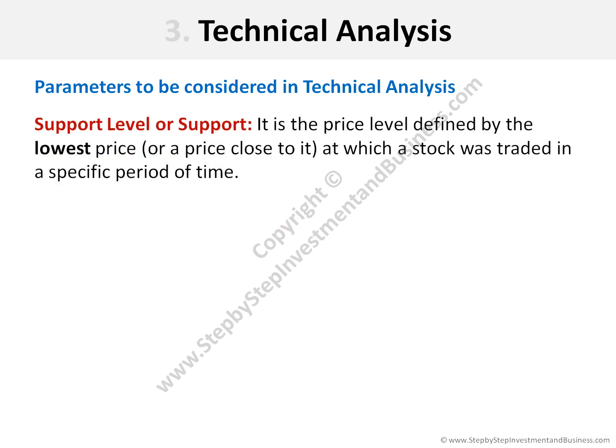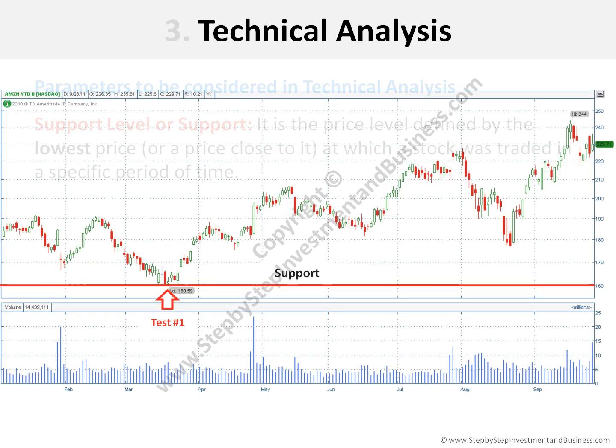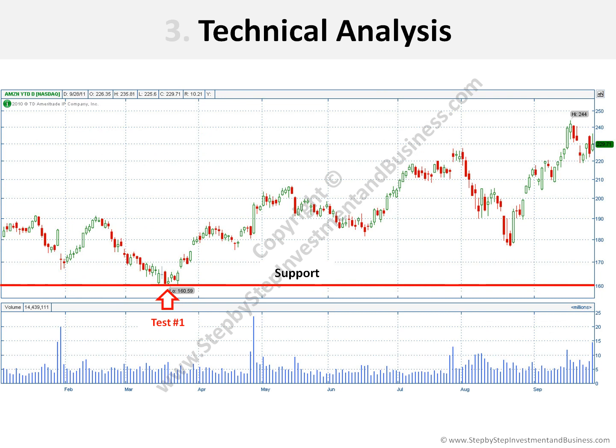Let's see the first parameter, support level or support. It is the price level defined by the lowest price, or a price close to it, at which a stock was traded in a specific period of time. Look at this. Here we can see the stock chart of the Amazon company, and basically we can see that around $160 is the lowest price at which the stock was traded. Precisely, the lowest price is indicated with an arrow that says test number 1. So, the price of $160 is support for the stock.